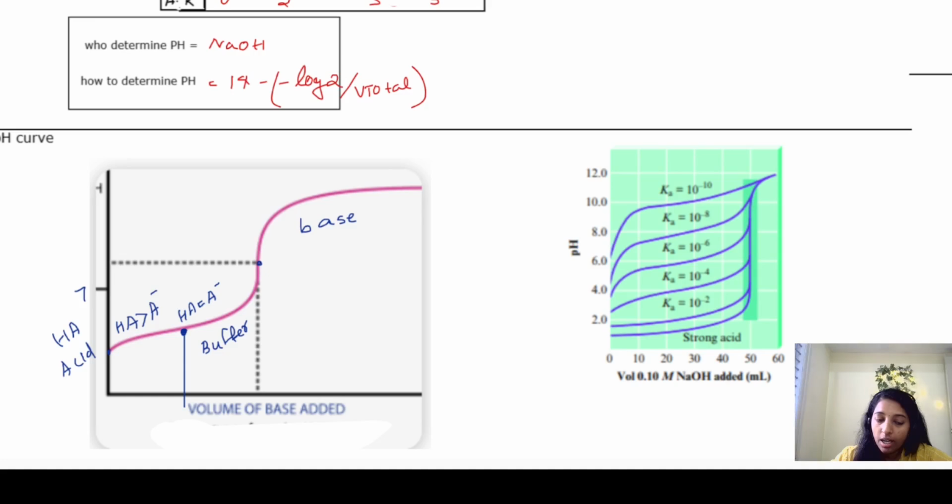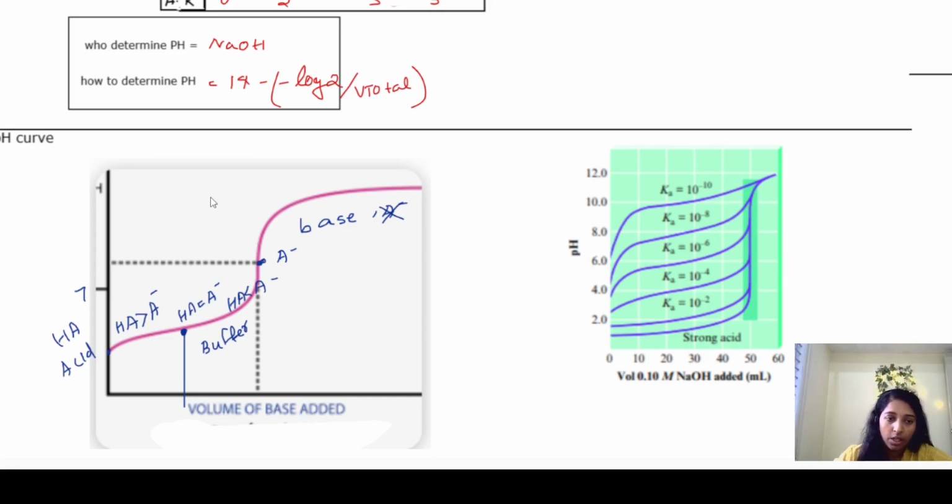At the halfway point, HA is equal to A minus. After the halfway point and before the equivalent point, what happened? Here HA will be lesser than A minus, and at the equivalent point there is only A minus. After the equivalent point there will be base, okay? A minus is also there, but we don't consider the A minus effect because, in front of a strong base like NaOH, A minus is nothing, okay?